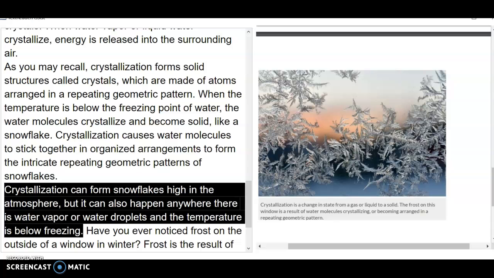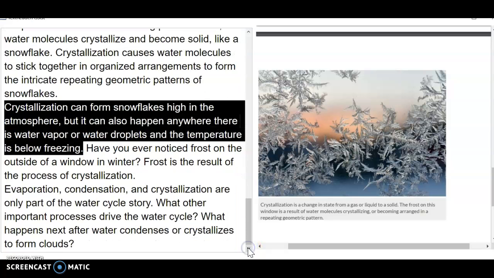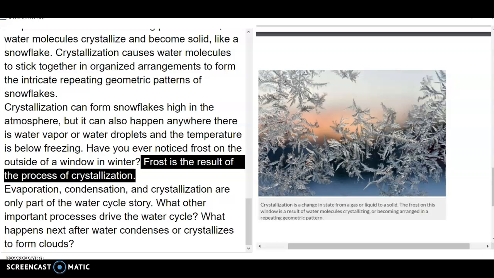Crystallization can form snowflakes high in the atmosphere, but it can also happen anywhere there is water vapor or water droplets and the temperature is below freezing. Have you ever noticed frost on the outside of a window in the winter? Frost is the result of the process of crystallization.